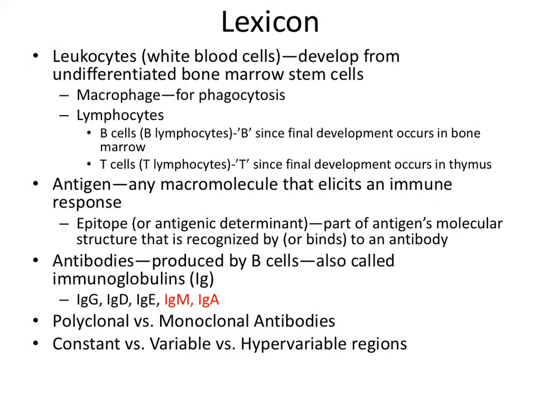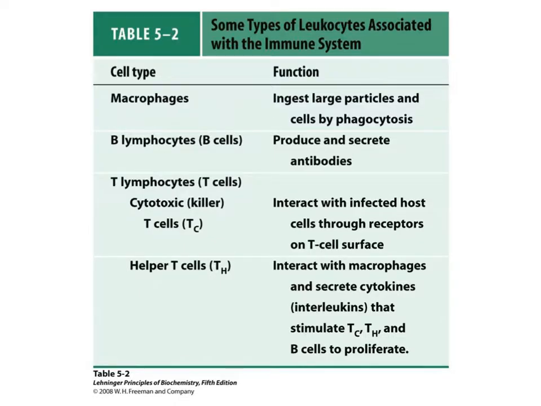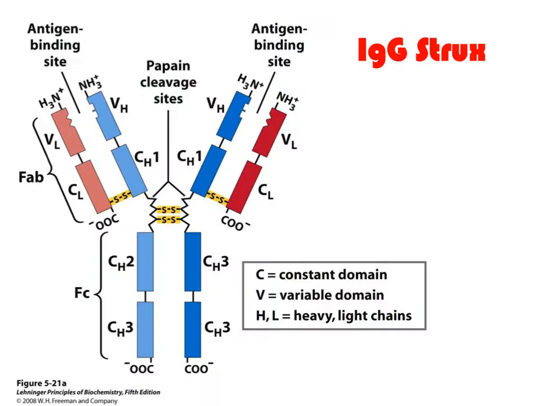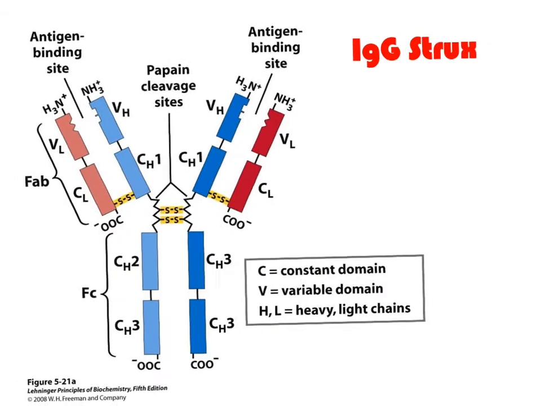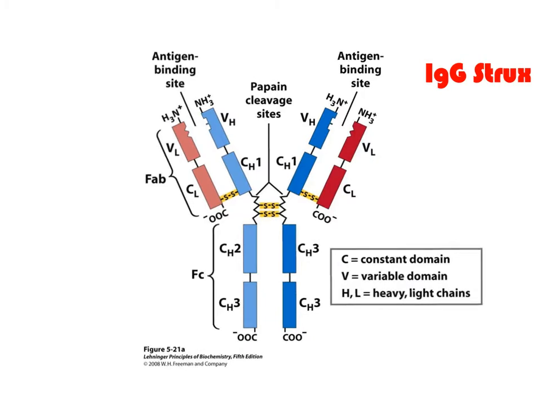We will go a little more, because this is going to play into what's coming up next, into the constant, variable, and hypervariable regions, and what that means. Here's a little table from your book. This is the important part. This is the reason why they always like to draw it as the Y. Like I said, it's definitely an oversimplification. We're going to look at the actual crystal structure of one in just a moment.